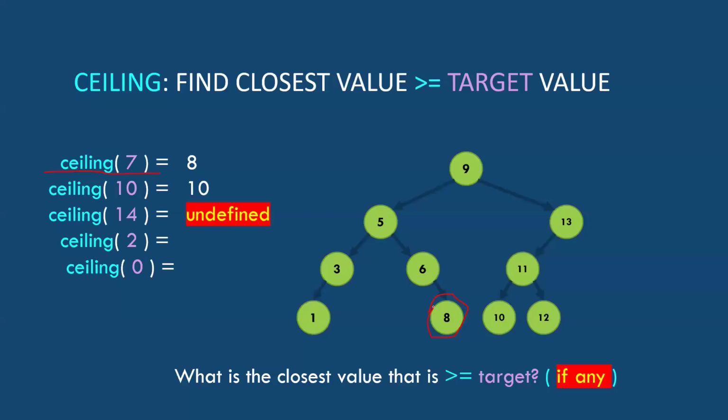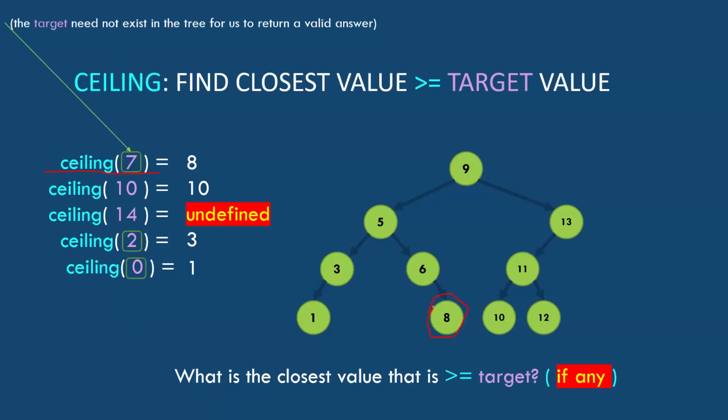The ceiling of 14 is undefined because there is nothing greater than or equal to 14 in that tree. So that's what a ceiling means in that case. Ceiling of 2 is a 3. 2 doesn't need to exist. 0 doesn't even need to exist to find the ceiling of 0, because it's the closest value greater than or equal to 0. Okay. So these are standard defined operations on a binary search tree. I wouldn't bore you with them otherwise, but that's what a ceiling is for us.